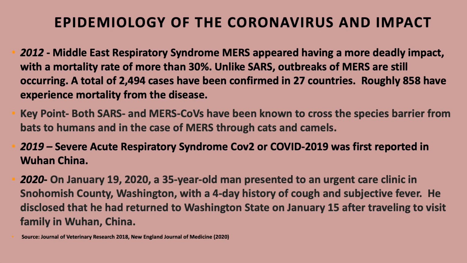A key point is both SARS and MERS have been known to cross the species barrier from bats to humans, and MERS through cats and camels. That means the transmission has been known to occur through animals. In 2019, Severe Acute Respiratory Syndrome (CoV-2), or COVID-19, was first reported in Wuhan, China.